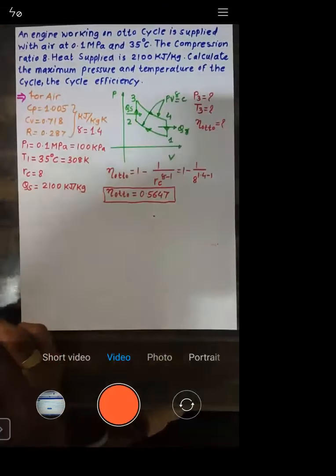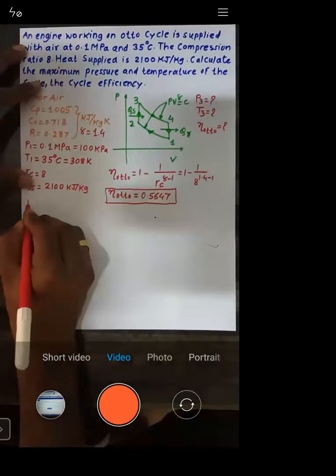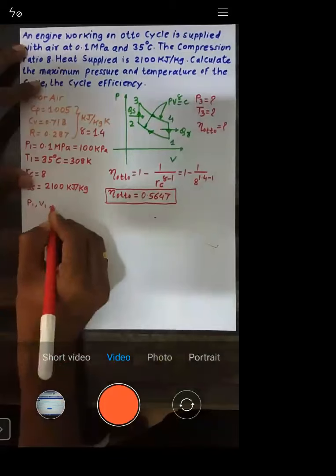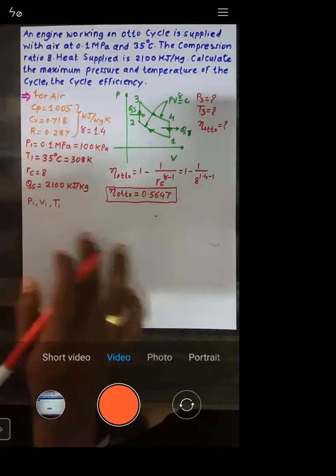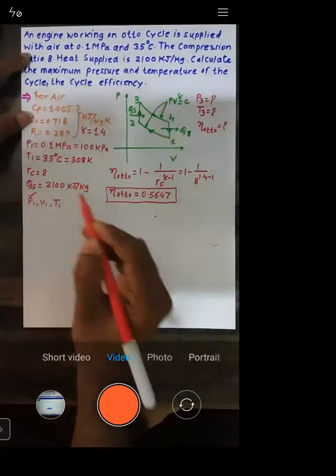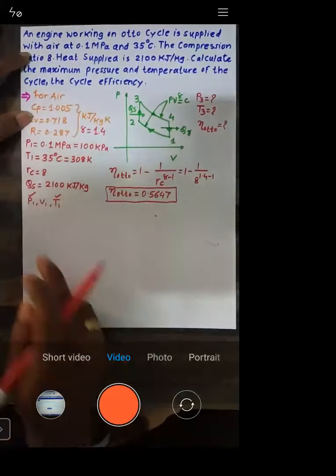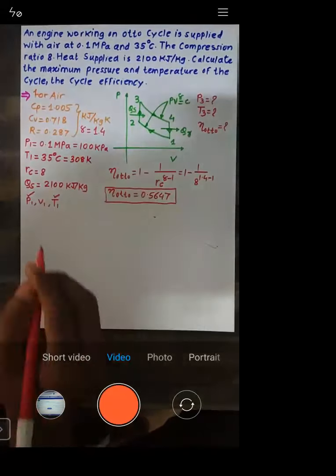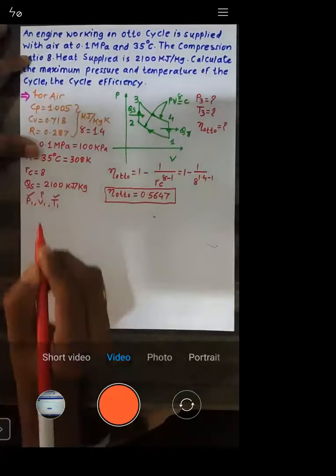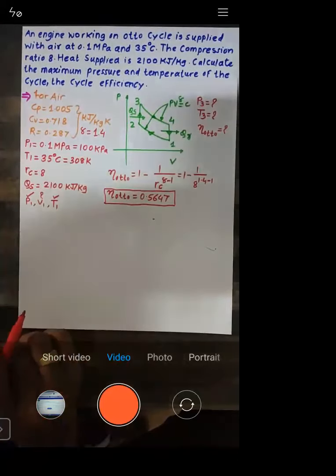Let us start with point number 1. P1, as I told you, we are interested to do that. P1, V1, and T1, these values should be known. P1 is given in the problem. You can check it. T1 is also given. V1 is not given. We are interested to get the value of V1. How to get V1?